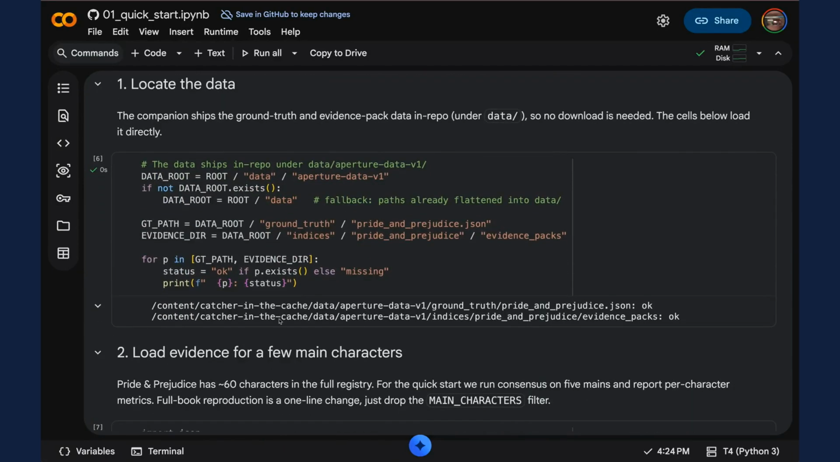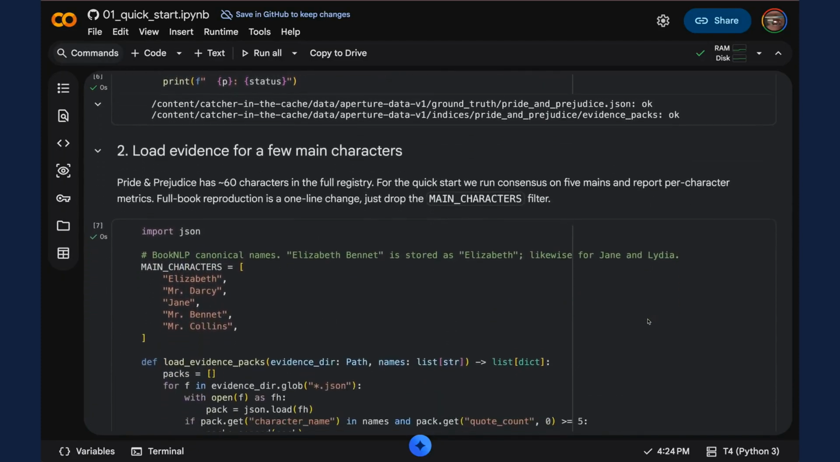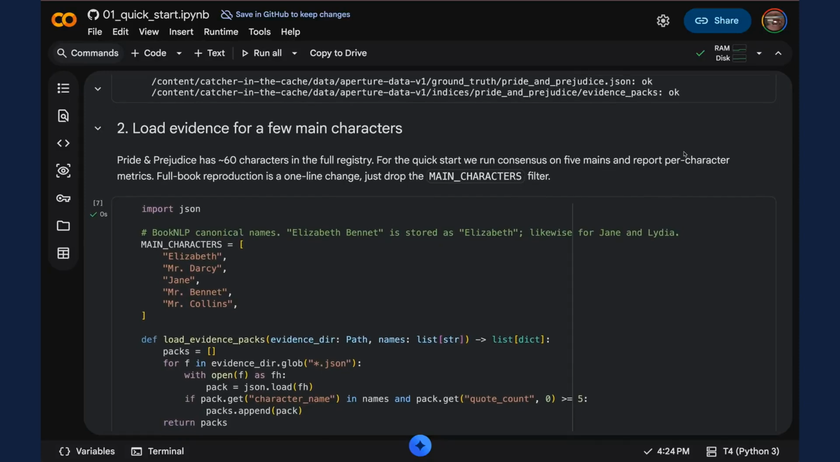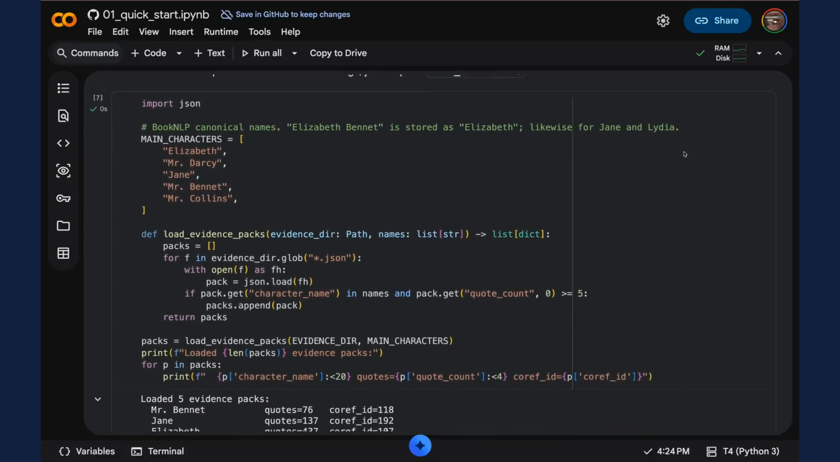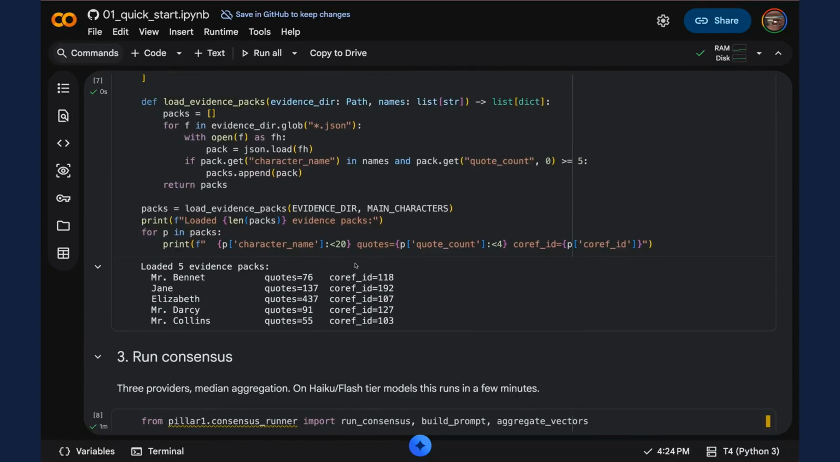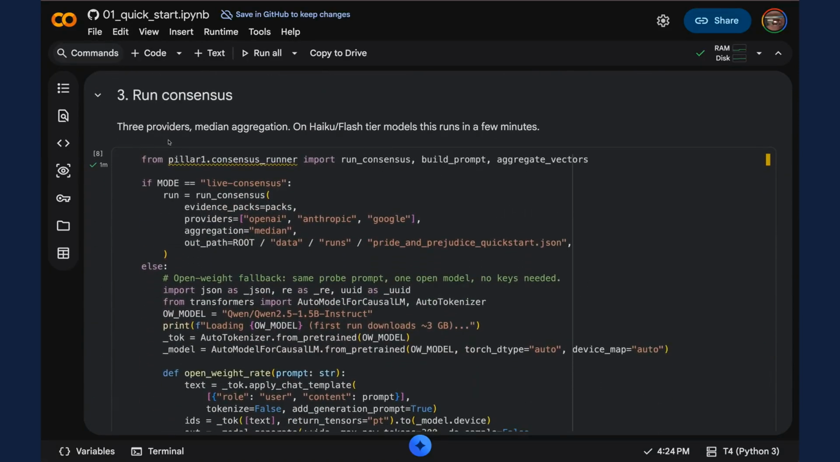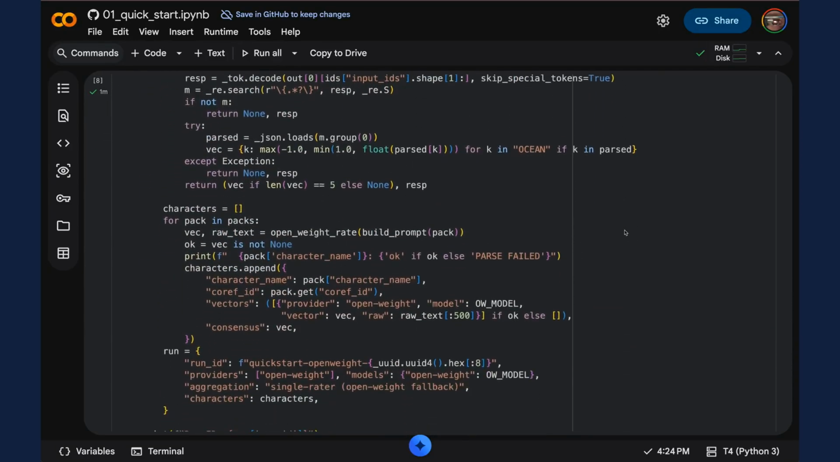Section 1 finds the data. The ground truth and the evidence packs ship inside the repository itself, no external download, and both paths report OK. Everything the notebook needs is pinned in the repo. Section 2 loads evidence packs for 5 main characters: Elizabeth, Darcy, Jane, Mr. Bennet, and Mr. Collins. Full book reproduction is a one-line change. Drop the main characters filter.